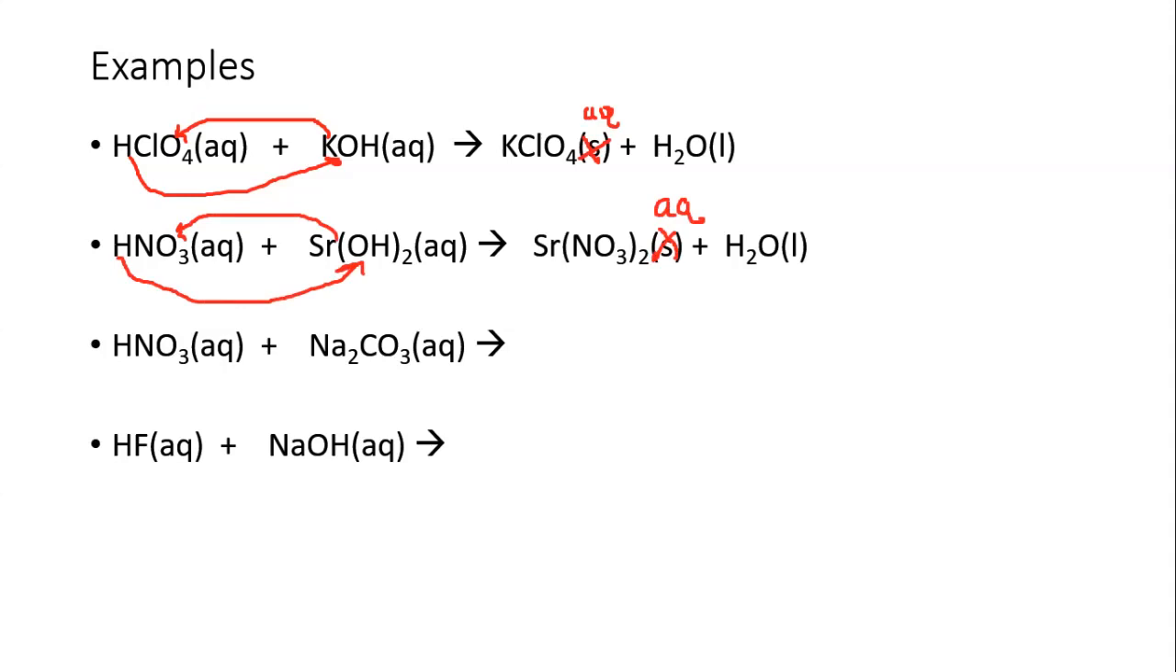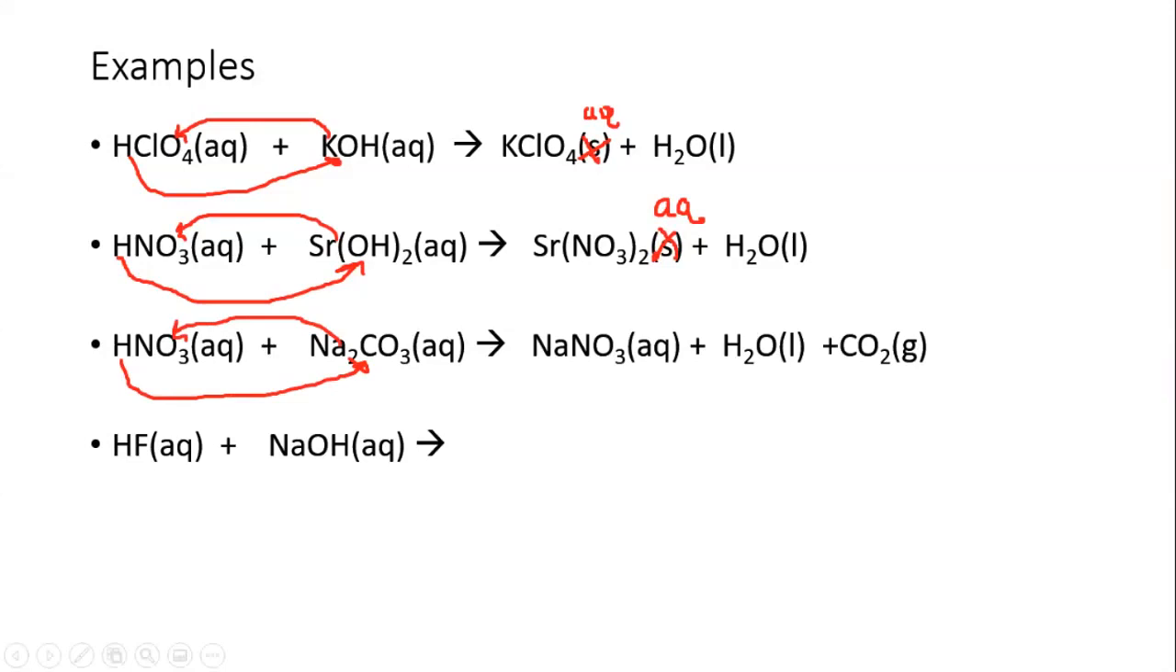Now, if you react a strong acid with a weak base, you still get a salt, but you get other things as well. So here we're reacting nitric acid with sodium carbonate. So again, the H plus reacts with the carbonate. The sodium ion reacts with nitrate. And since this is a carbonate, we produce CO2 as a byproduct as well. So we still get our salt in NaNO3. We get water, and we also get CO2 because we're reacting an acid with a carbonate.